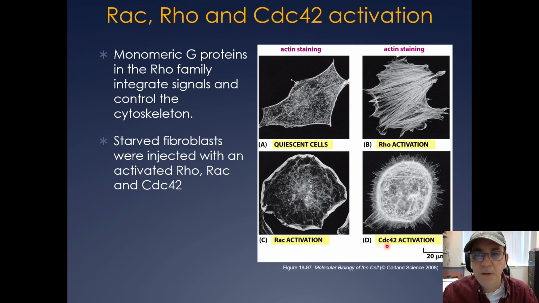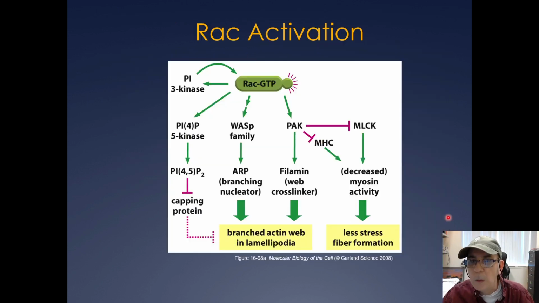These Rho, Rac, and CDC42 molecules are small G proteins, and activated forms are pretty easy to make in the laboratory. That comes back to our understanding of the RAS mutation, which locks it in its GTP bound form, where it's active. So in Rho activation, Rac activation, and CDC42 activation here, you have the G protein locked in its GTP bound form, and it tends to change the actin filaments within the cell.